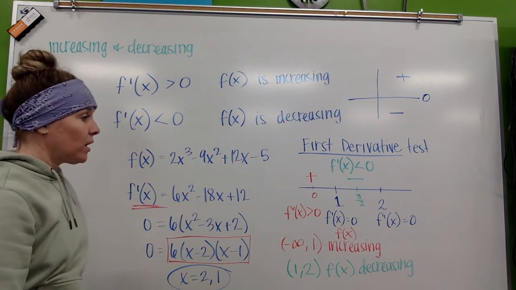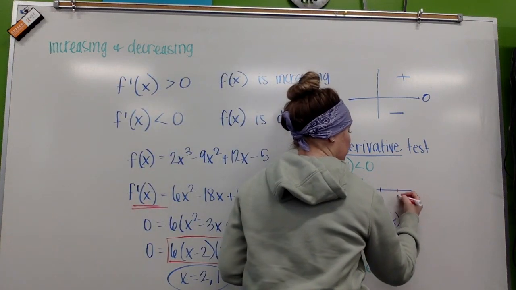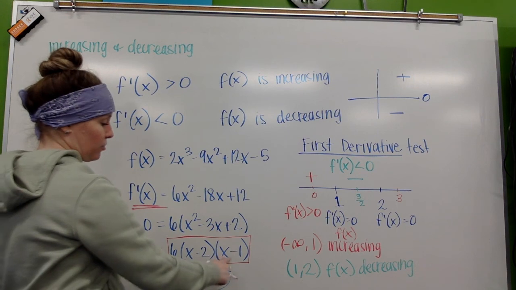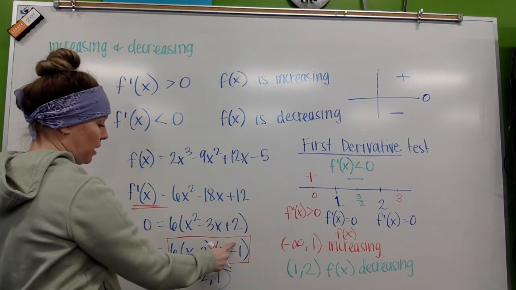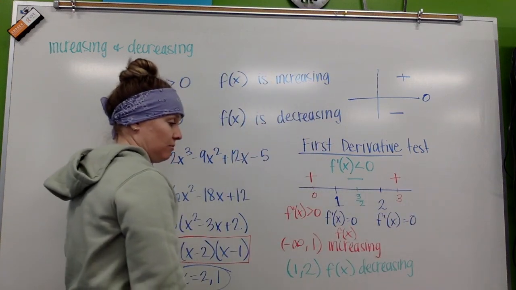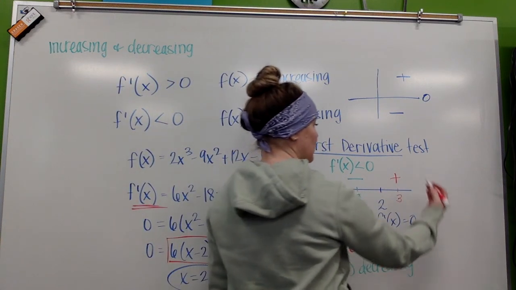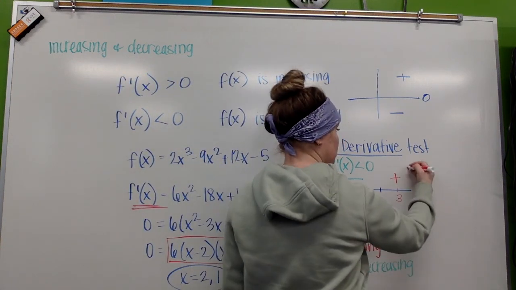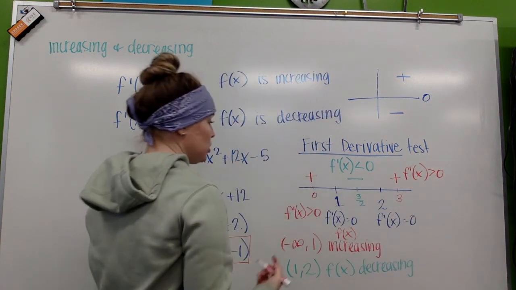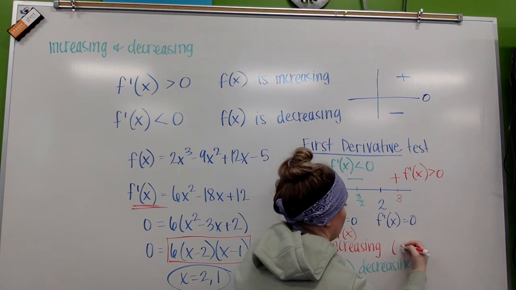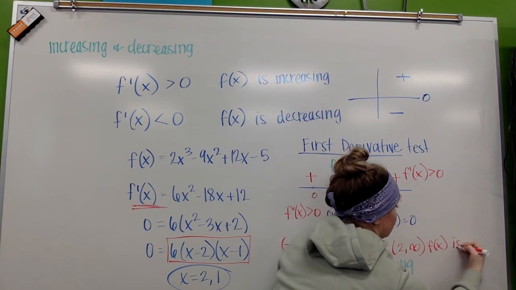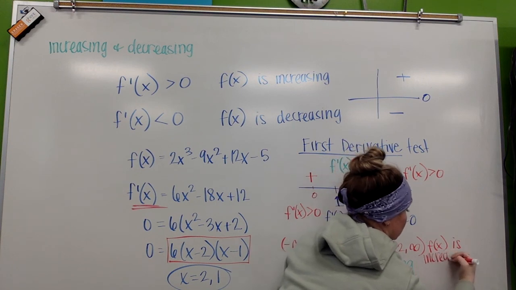Okay, and then one more, my open interval here, I'm going to plug in 3. 3 minus 2 is positive. 3 minus 1 is positive. Positive, positive, positive. That's going to stay positive. So here, I can see that my first derivative is greater than 0. It's positive. So at that point, we're going from 2 to infinity. F of x is increasing.